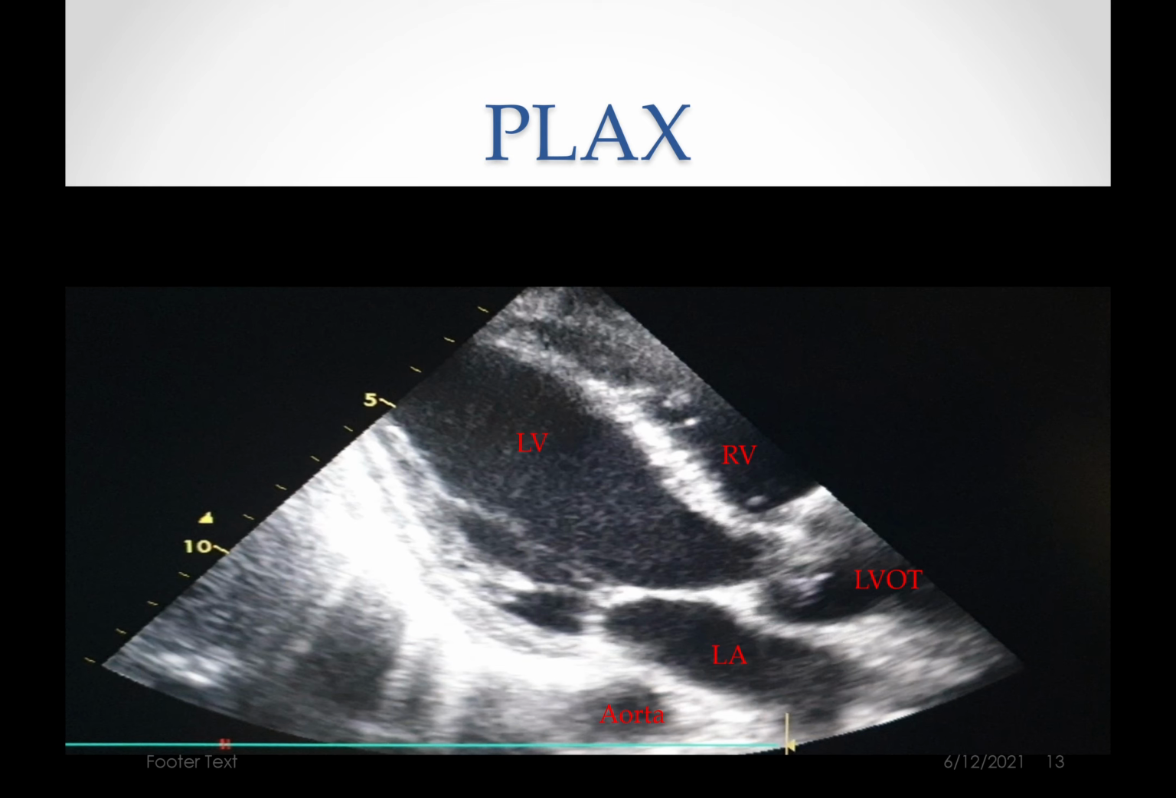This is a snapshot of the parasternal long axis view, and you can see the left atrium, the left ventricle on the left, and the left ventricular outflow tract, or your aorta, on the right side, right ventricle on the top side of the screen, and your aorta down here.